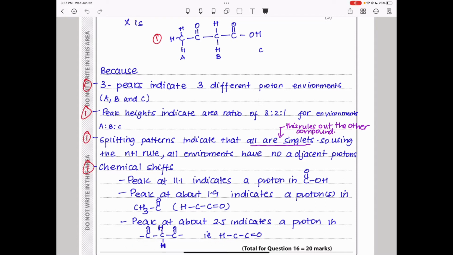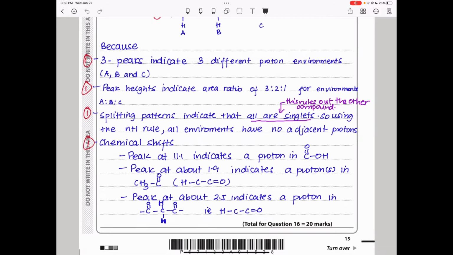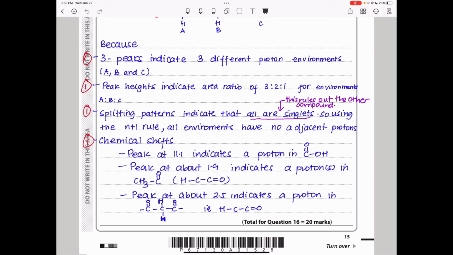So I think this is enough information to confirm that this is the structure we're looking for, because the splitting patterns agree, the chemical shifts agree, the peak area ratios agree, as well as the number of proton environments. This brings us to the end of question 16. Let's go on to question 17.